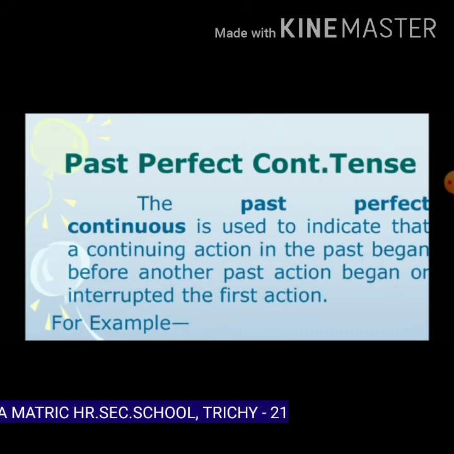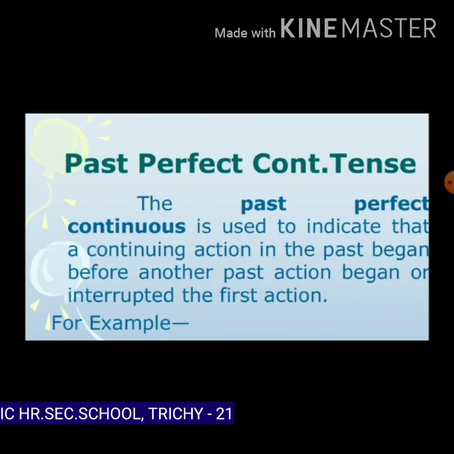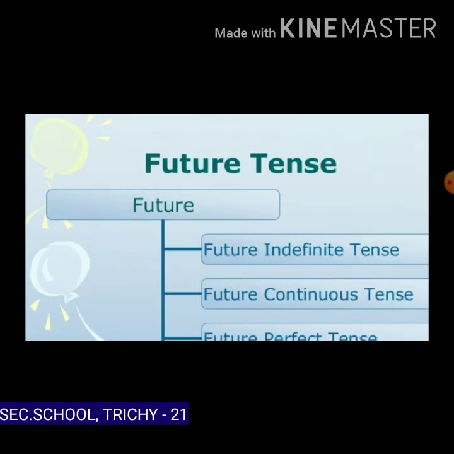Past perfect continuous is used to indicate that a continuing action in the past began before another past action began and interrupted the first action. Past perfect continuous: I had been listening to the class. I had been playing. So that is had plus been, verb plus ing. Past perfect continuous.